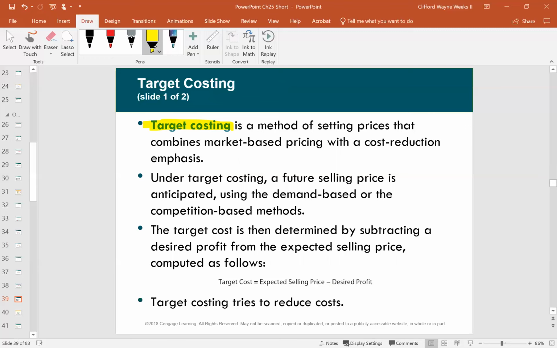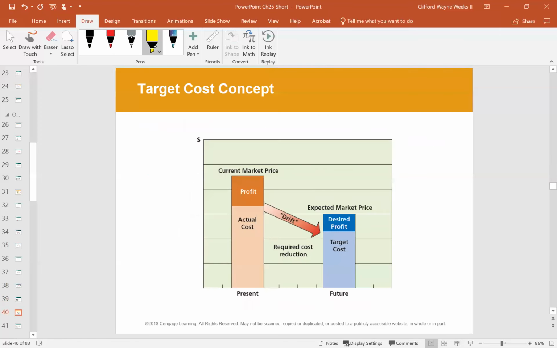Under target costing, a future selling price is anticipated. We refer to that as drift. Using a demand-based or competition-based method, the target cost is then determined by subtracting a desired profit from the expected selling price. If we do that, we are able to come up with our targeted cost. Your targeted cost consists of all your costs: selling, administrative, direct materials, direct labor, factory overhead. Our goal is to try to meet that cost. So here's a great picture. We're currently selling at $800.